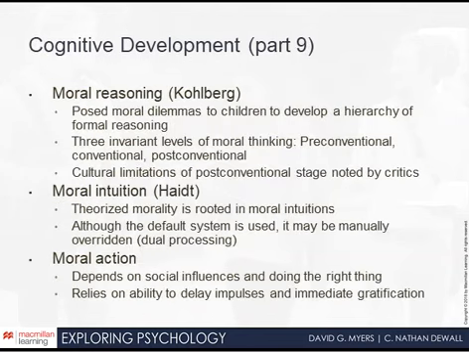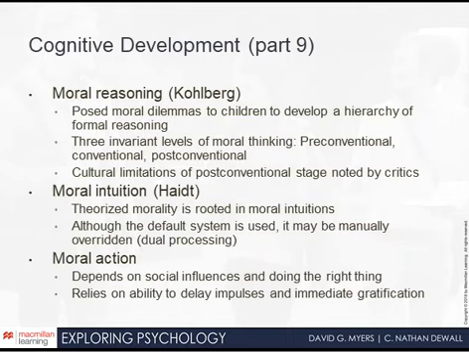So, moral reasoning. They did some research in this particular area, where they would pose moral dilemmas to children to develop a hierarchy of formal reasoning. Three invariant levels of moral thinking was what Kohlberg came up with. We have pre-conventional, conventional, and post-conventional moral thought. And we'll go over those in a brief second. There are going to be some cultural limitations of the post-conventional stage noted by critics. So the idea is that not all are fully accepting of these levels of moral thinking. They're not in total agreement with everyone saying, yes, this is what it is. But these are some of the thoughts that have gone into understanding how our morality develops as we age.